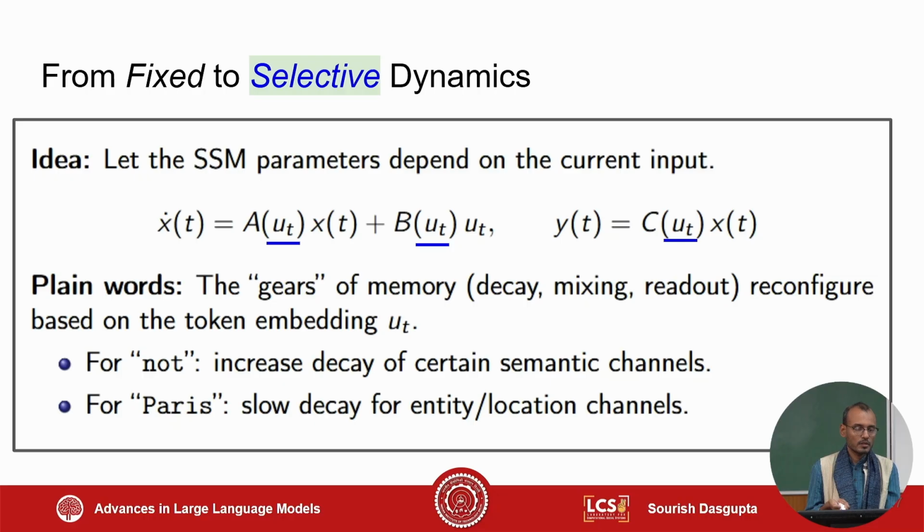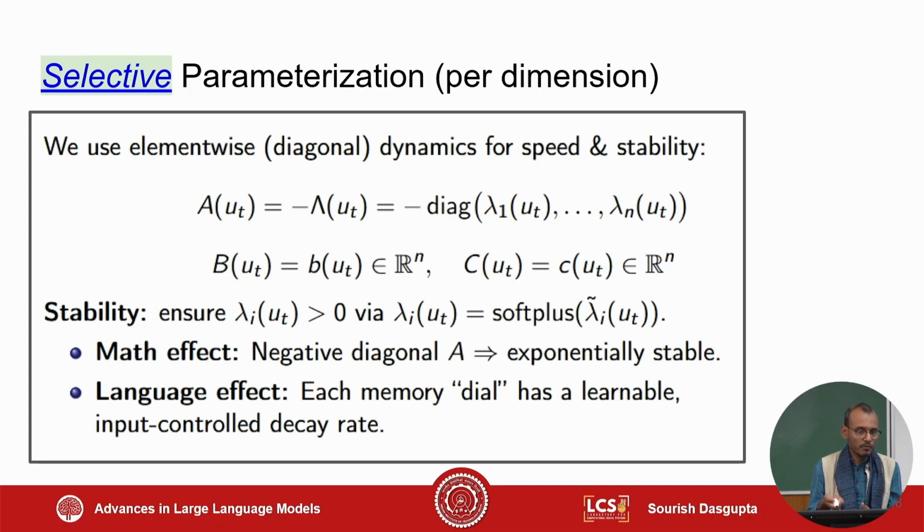So that's the thing. The gears, which are the A, the B and the C: A would mostly look at the decay, B is the mixing, and C is the readout, which is the final embedding output. So you keep reconfiguring that in terms of the UT. In other words, whenever UT is "not", your A changes to something else, B changes to something else, and C changes to something else. Then when you look at the diagonalization, everything else pretty much remains the same.